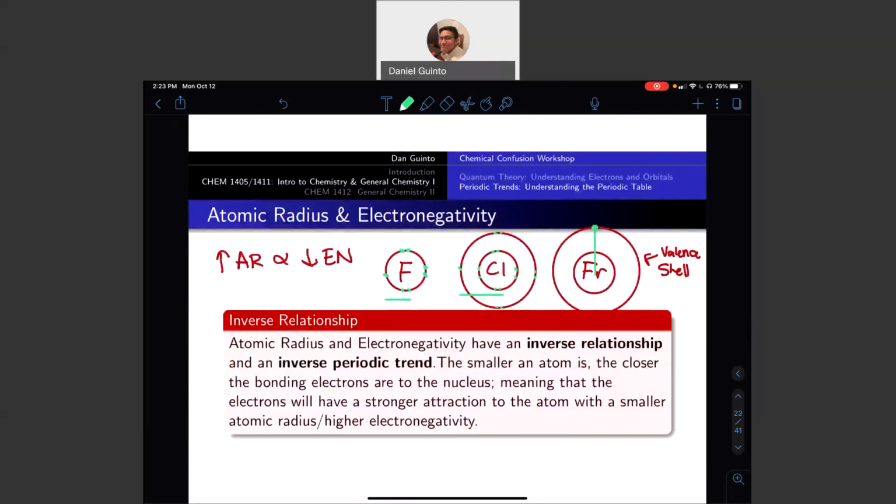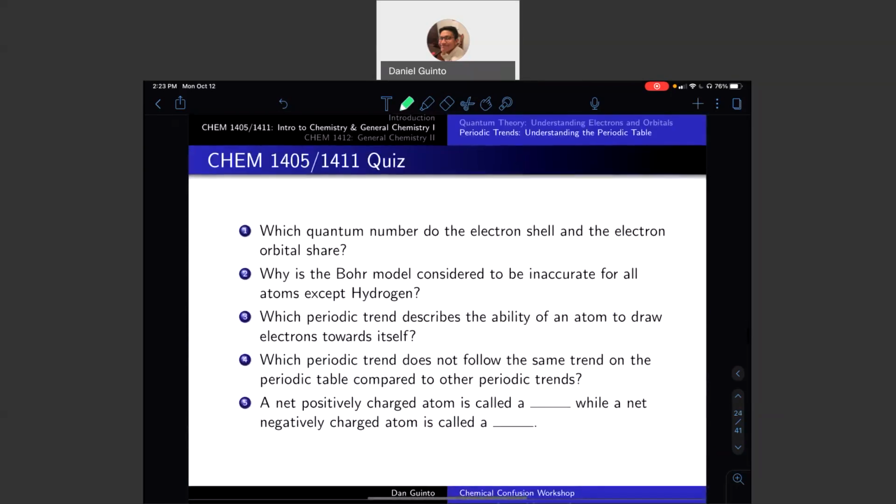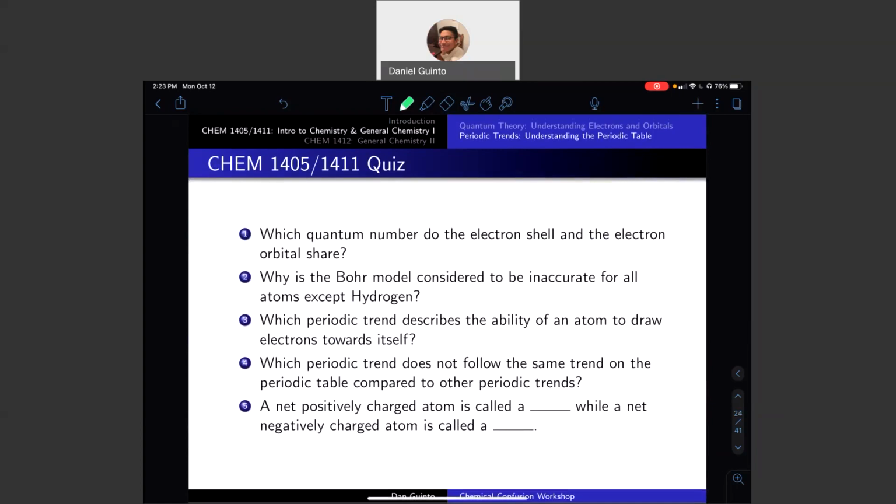So this pretty much covers everything we have to go over for the 1405 and 1411 material. Now let's do a quick quiz just to make sure that we understood things today. The first question asked is: which quantum number do the electron shell and the electron orbital share? And the answer, if you remember, would be n, the principal quantum number.